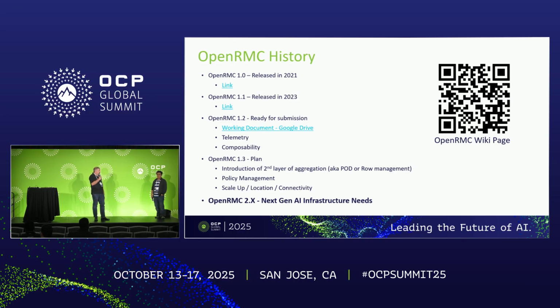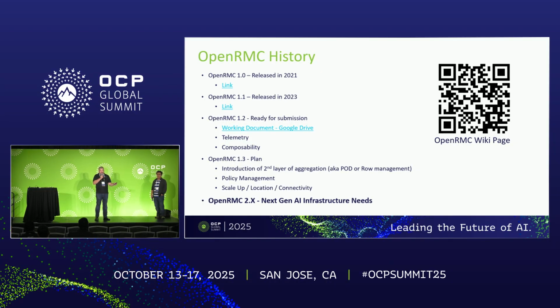A little bit on the history. Han can probably speak to this better than I can, but the first OpenRMC 1.0 was released back in 2021, and then 1.1 came out in 2023. When I wrote this slide, I thought we would have something ready for contribution. We're not quite there, but we'll be there very soon. The 1.2 will focus on telemetry and composability, so that should be out definitely before the end of the year.